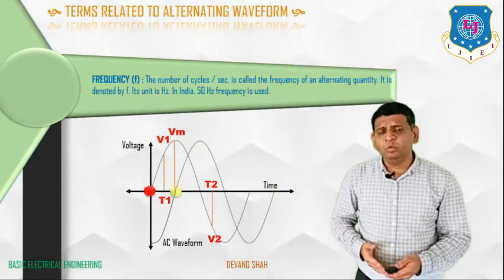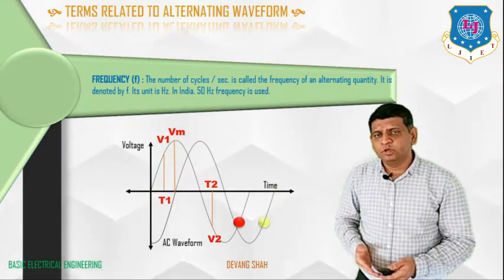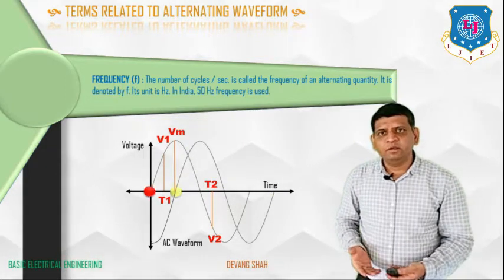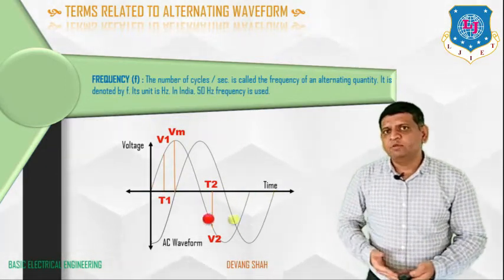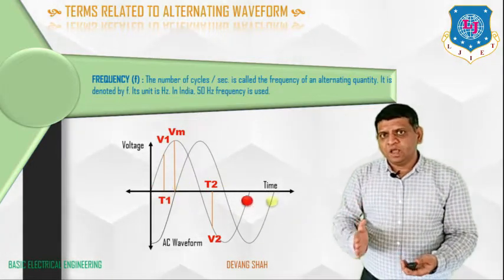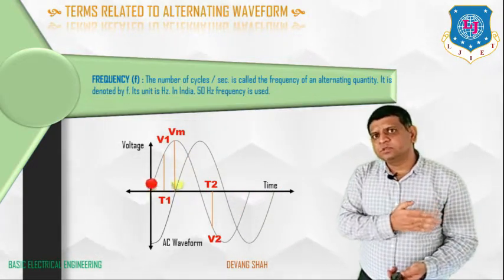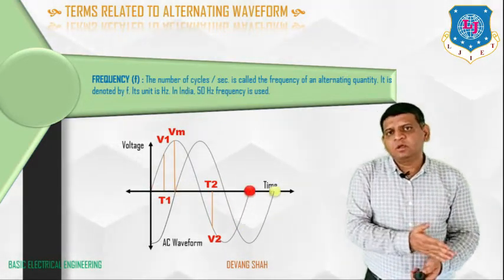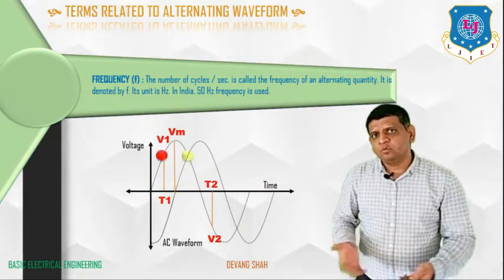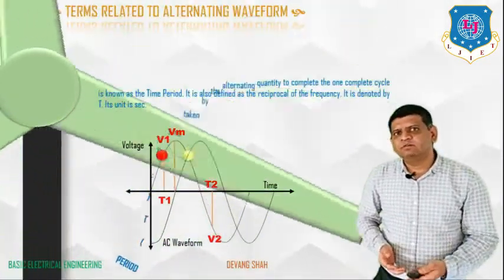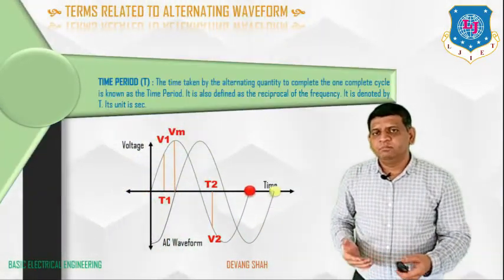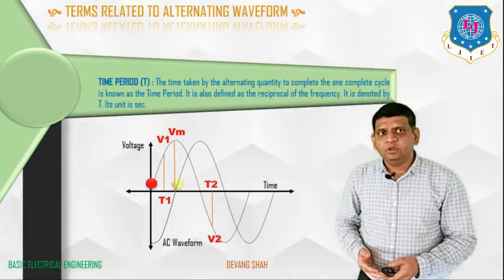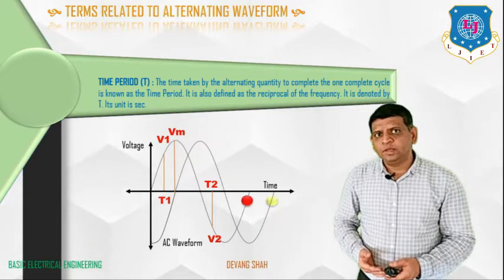One more important term is the frequency f. The number of cycles per second is called the frequency of an alternating quantity. It is always denoted by f, and its unit is hertz. What does it mean? The number of cycles passing through this signal within one second is defined as the frequency. The next term we define is the time period T: the time taken by the alternating quantity to complete one complete cycle is known as the time period.